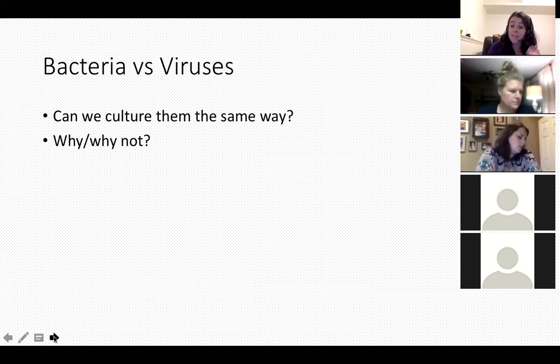So for most of the methods that we're going to talk about today for bacteria, we provide bacteria food, some kind of food, and the environmental conditions that they like to grow in, and they grow. We know that viruses don't have any of their own machinery for metabolizing energy, making proteins, making lipids, replicating genomes. And so for viruses, we can't just give them supplies. We have to give them host cells in order to grow.